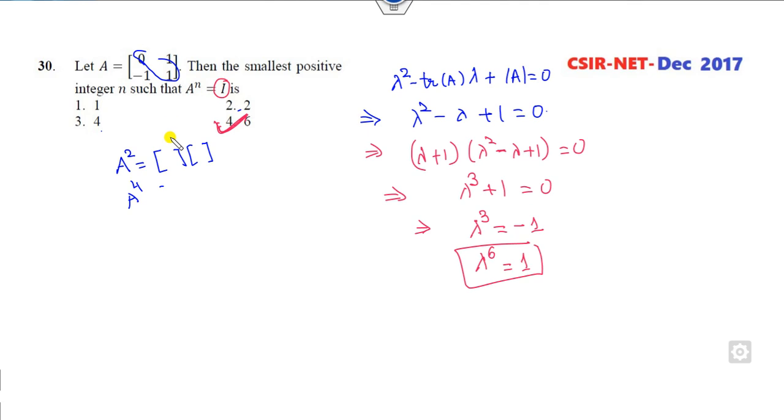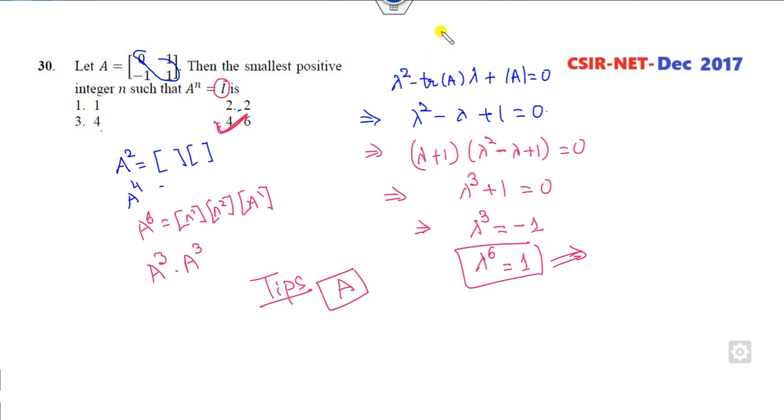So look at that. If you think about here, then you have to do like this one. A6 means either you can find A cube first, then multiply by A square, otherwise A square, A square, A square. It will take a lot of time. Now you can see that it is very simple with the help of eigenvalue. My always advice to the students is that whenever a matrix is given to you, the first preference is always the eigenvalue problem. Think about the eigenvalues and then look at the options.